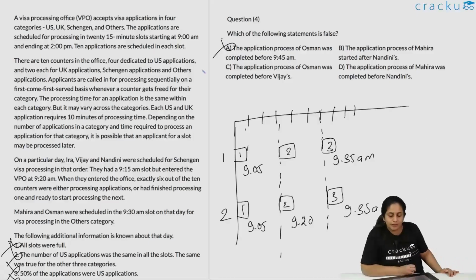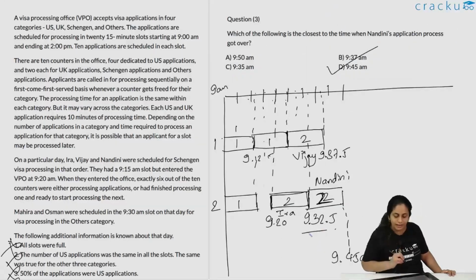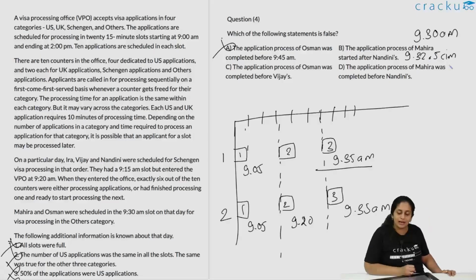The application process of Mahira started after Nandini's. This is not true, because the application process for Mahira started at 9:30 am, and I know that the application from Nandini started at 9:32.5 am. So Mahira's application process started before Nandini's. So this statement is not true. So B has to be the right answer. The application process of Osman was completed before Vijay's.